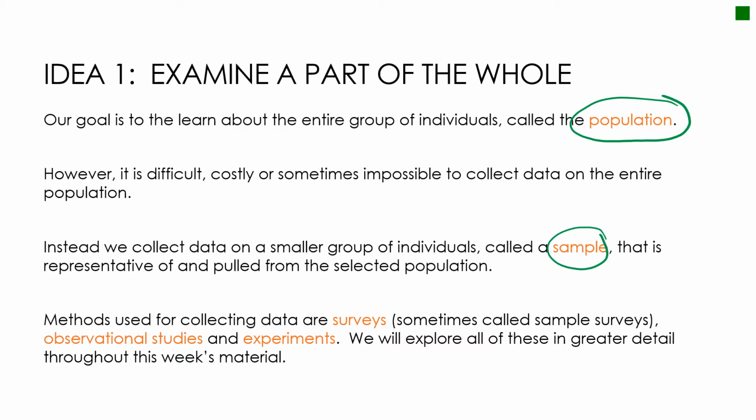And the sample is representative, so it's pulled from the population, and we feel that it's representative of the population. And we'll talk about how to make sure that sample is representative in another lesson. So methods used for collecting data are surveys, which is what we're going to focus on here, sometimes called sample surveys, but there's also observational studies and experiments, which again we'll look at in our next chapter.